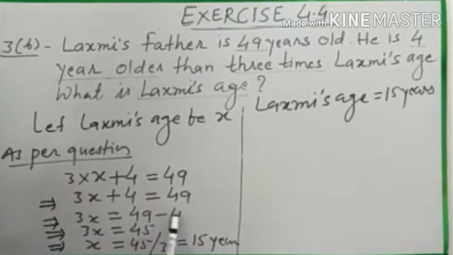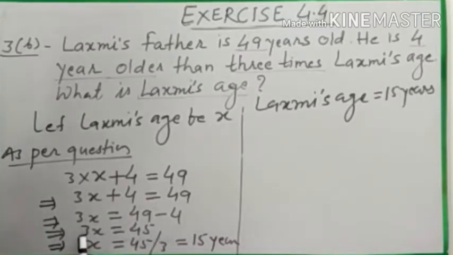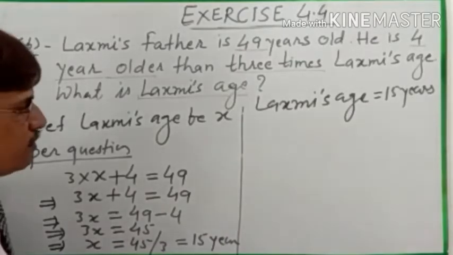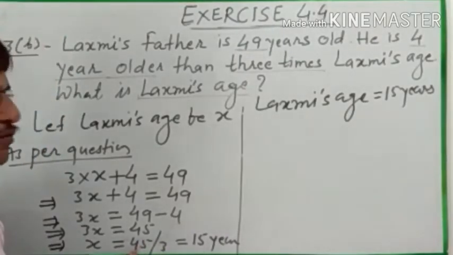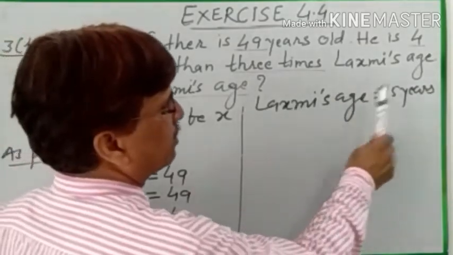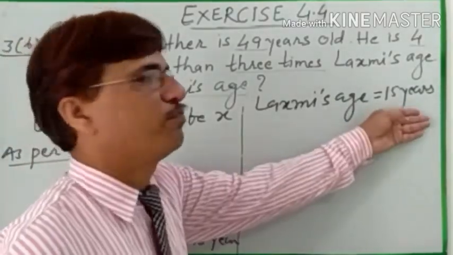3x is equal to 49 minus 4, plus 4 becomes minus 4 if we transpose plus 4 to right hand side. Okay. Now 3x is equal to 45. x is equal to 45 upon 3, transpose 3 to right hand side. So 3 fifteens are 45. So Lakshmi's age will be 15 years.